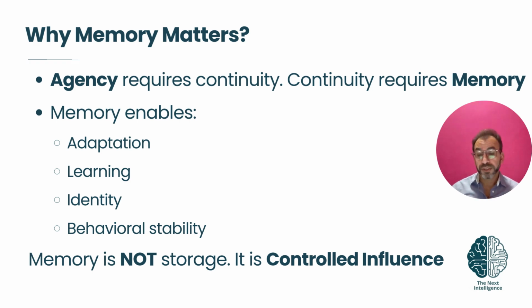If we remove memory from an agent, what do we get? We get just a stateless function, and a stateless function cannot learn, cannot adapt, and cannot build continuity across time, which all of them are enabled by memory. We know agency requires continuity, and continuity requires memory. And in that sense, memory is enabling adaptation, learning, identity, and behavioral stability. So, memory is not the storage. We are talking here about memory as a controlled influence over the behavior across time.